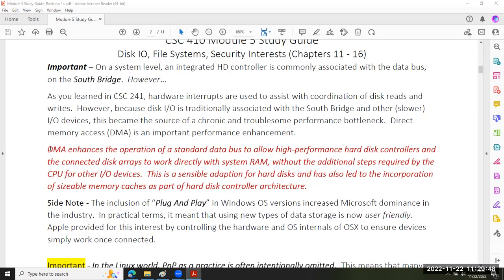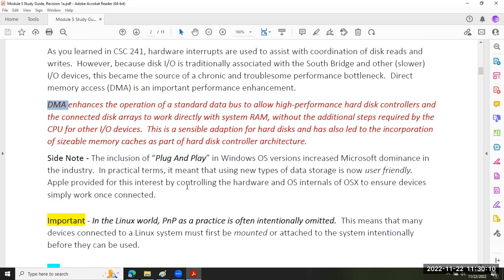All right, so direct memory access was one thing that innovated, basically enhanced the access between hard disks and RAM, so that there's a direct flight between that. Optane and 3D XPoint would be yet another, a whole different level of innovation.